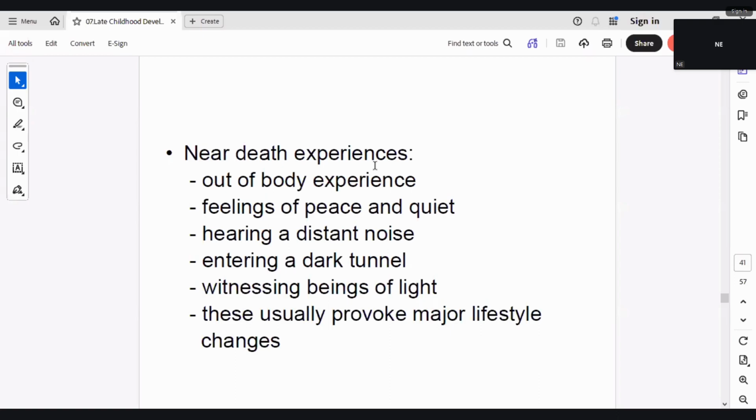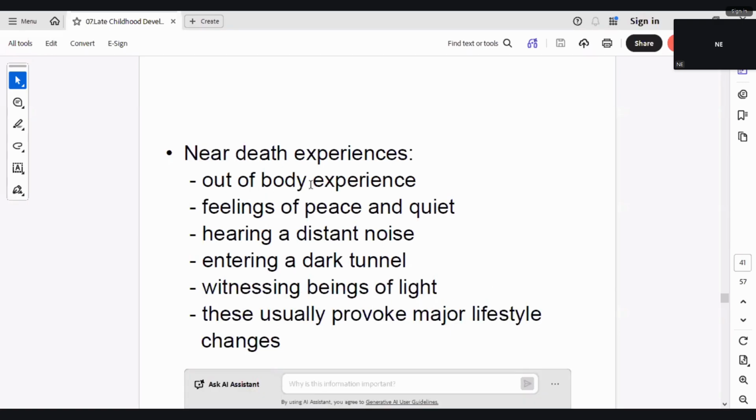Something that's also interesting is near-death experiences. So this is somebody who survives an accident. They were in a major accident and then they survived, or they almost drowned and they survived. And so when you talk to these people, they'll tell you that they had an almost out-of-body experience, that it was quiet and peaceful, that they heard a distant noise, they felt like they were going through a dark tunnel, they witnessed beings of light.